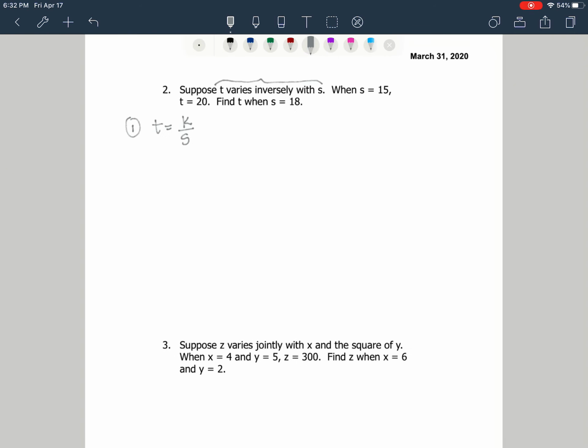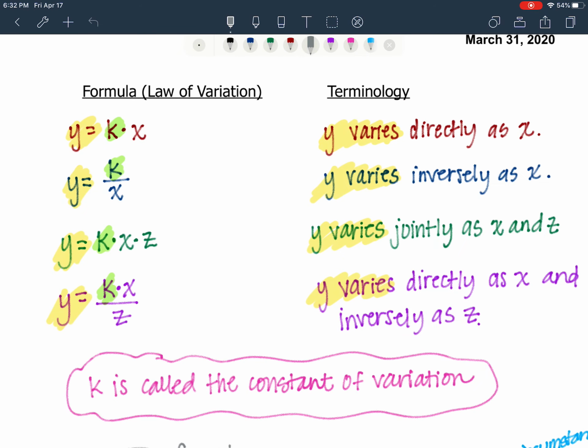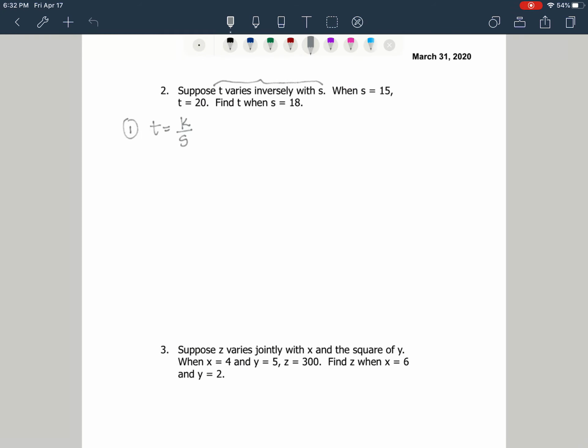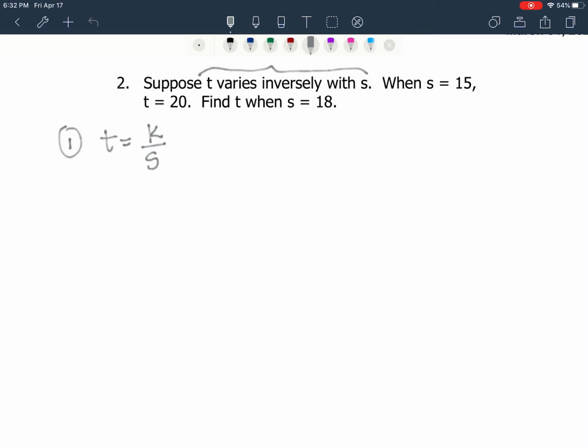If we go back and look at our laws, y varies inversely as x. Well, this was t varies inversely with s. So there's our general formula. Then it says when s is equal to 15, t is equal to 20. So we're going to put a 20 in for t. We're going to leave k because it's still unknown, and we're putting a 15 in for s. Now I'm going to solve for k by multiplying both sides by 15, and I get k equals 20 times 15, which is 300.